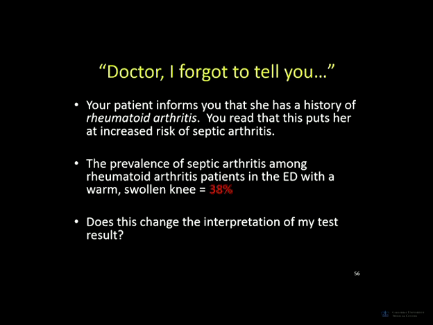Okay, so doctor, I forgot to tell you. You circle back to give your patient her test results. She said, I forgot something. I forgot to tell you that I do have a history of rheumatoid arthritis. I've had arthritis for years, but it just slipped my mind. So we find out that among patients with rheumatoid arthritis who come to the emergency department with warm, swollen knees, 38% of those patients have septic arthritis. So your pretest, your prior probability, is much higher than what we had before. So how does that change the interpretation of your test result?